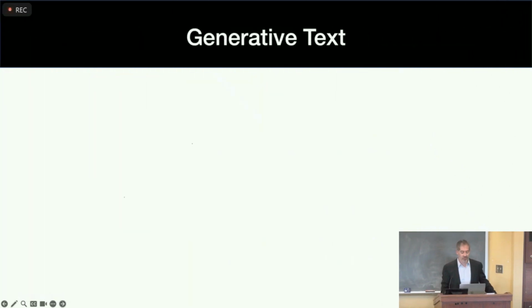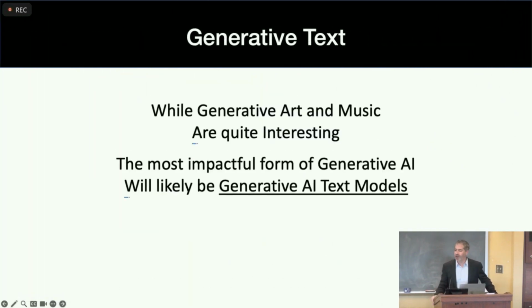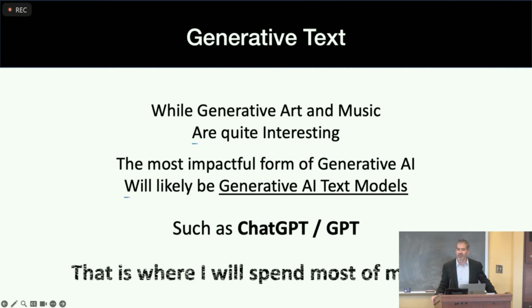But of all those, the most important one, in my view, is generative text. This is the real big one that's going to change our society. So this is what we really need to focus on here. These are things such as ChatGPT and GPT, models that can generate text. This is where I'm going to focus most of our time, because this is by far the biggest breakthrough of the three. So let me dive in on that.